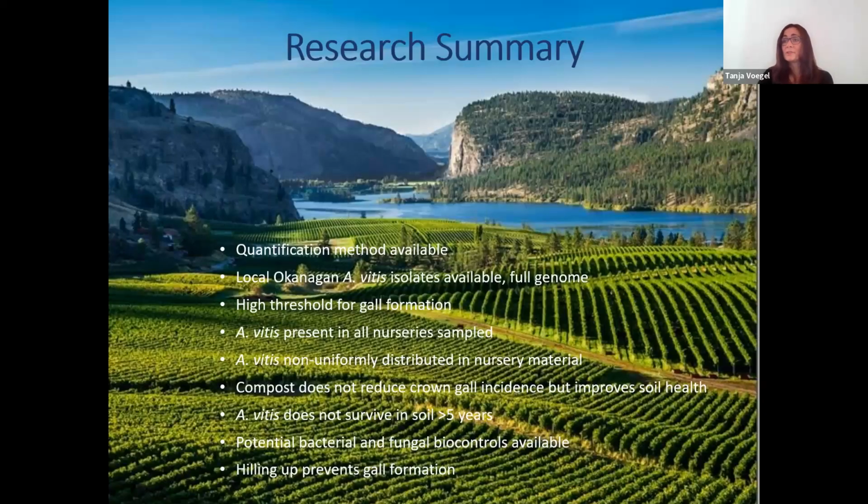So as a summary for all of the research that we've done, we do have a quantification method available that we can use to test soil and plants before planting. We do have local A. vitis isolates available, and we have the genome sequenced. There is a high threshold for gall formation in nursery material, but the bacteria are present in most of the nurseries, or in all of the nurseries that we've sampled in this study. We do know that the bacteria are non-uniformly distributed, with implications for the testing. Compost didn't have an effect on crown gall incidence, but it did improve soil health. So far in our study, we've seen that the bacteria do not survive in the soil for more than 5 years. And we do have potential bacterial and fungal biocontrols available. And healing up in this, our study site did prevent gall formation.